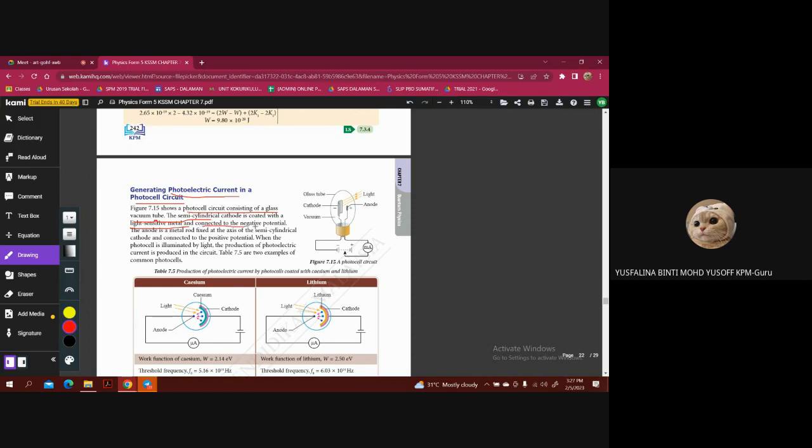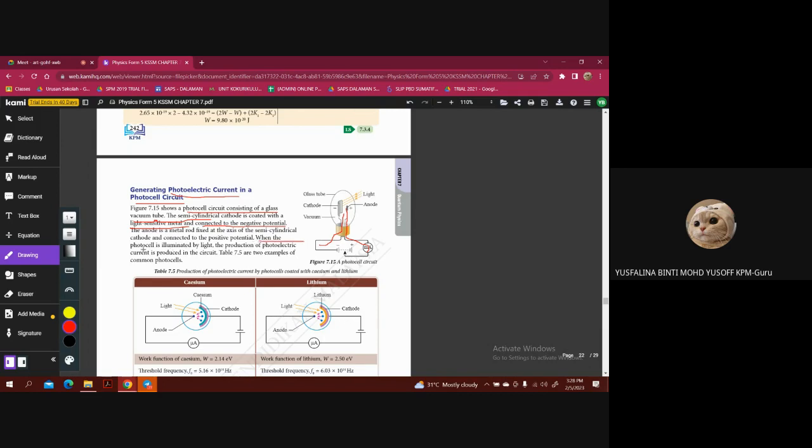The negative terminal is connected to the cathode, and the positive will be here. The anode is a metal rod fixed at the axis of the semi-cylindrical cathode and connected to the positive terminal, the positive potential.